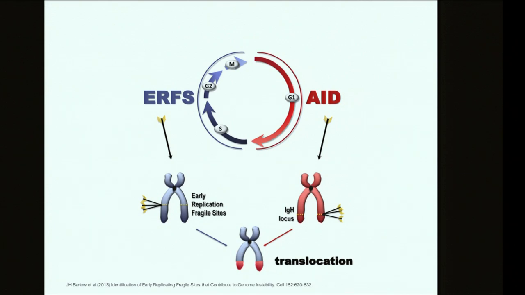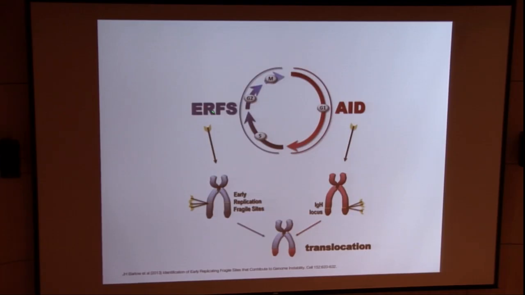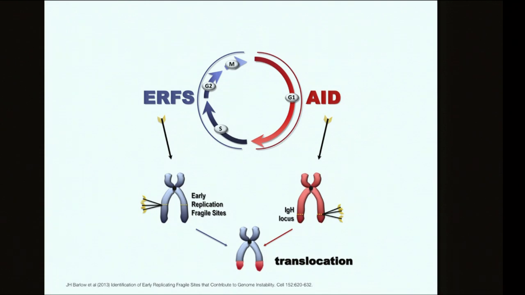Some questions are raised in this figure. One of them is, what is ERFS? You look down here, and it's early replication fragile site. So it looks like a place, places in the genome that look like they're affected in this part of the cell cycle. What is AID? Is it a place? No, it turns out that AID is a protein. So a protein and a place are given the same visual weight and meaning, whereas the underlying meaning is quite different.